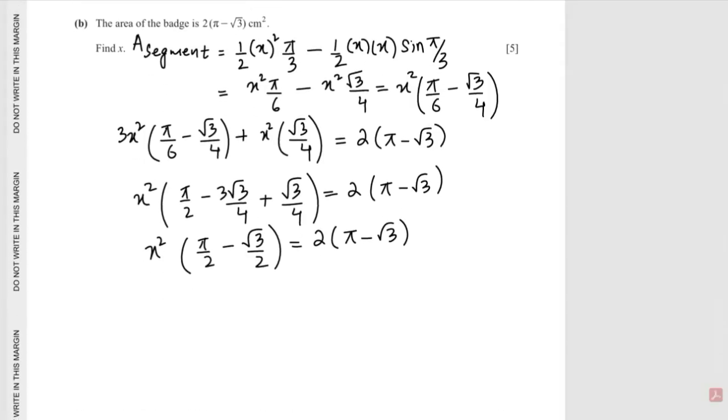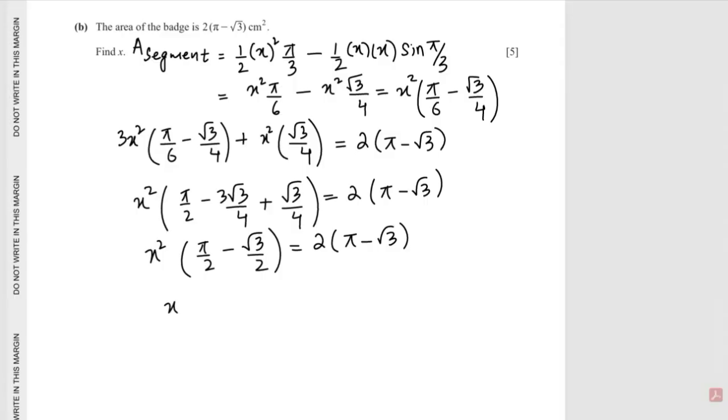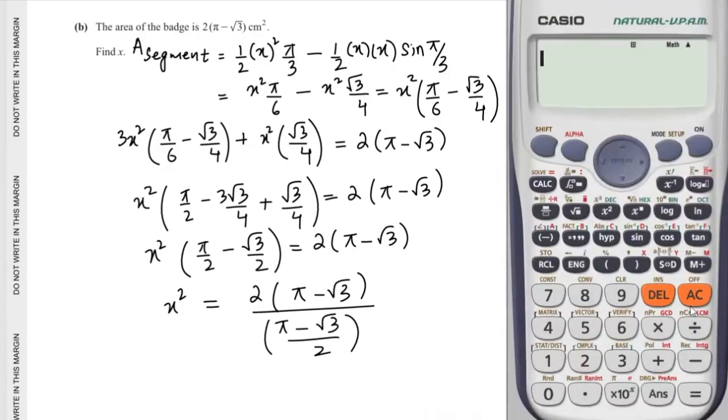So nowhere does it say that you need exact answers, so you can just straight away use your calculator. If the question says exact answers, then you need to be careful about that. So, okay, this is the case. I can put this in my calculator: 2 times (pi minus root 3).